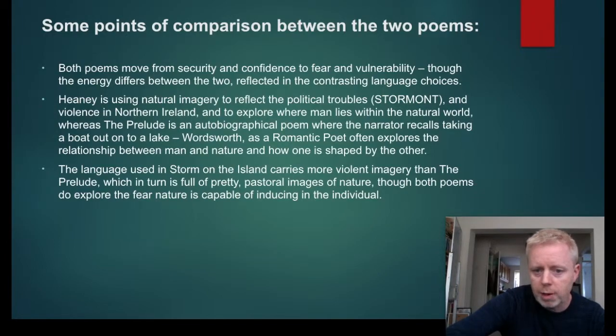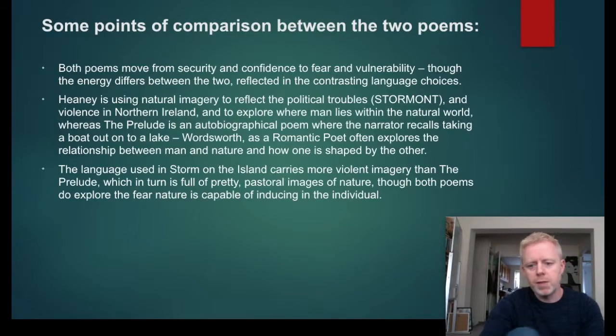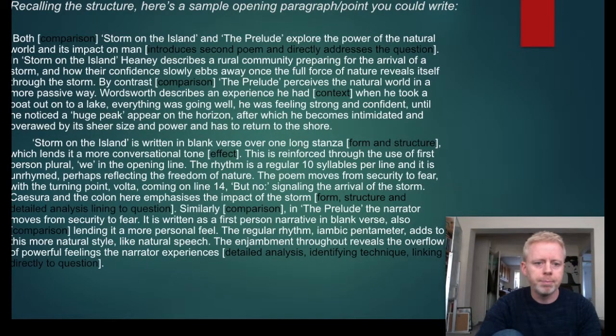Whereas the Prelude is an autobiographical poem where the narrator recalls taking a boat out onto a lake. Wordsworth, as a romantic poet, and that's a good context bit there, often explores the relationship between man and nature and how one is shaped by the other. So you're ticking your context box there. The language used in Storm on the Island carries more violent imagery than the Prelude, which in turn is full of pretty pastoral images of nature, though both poems do explore the fear nature is capable of inducing in the individual. Okay, so some points for comparison, part of my plan.